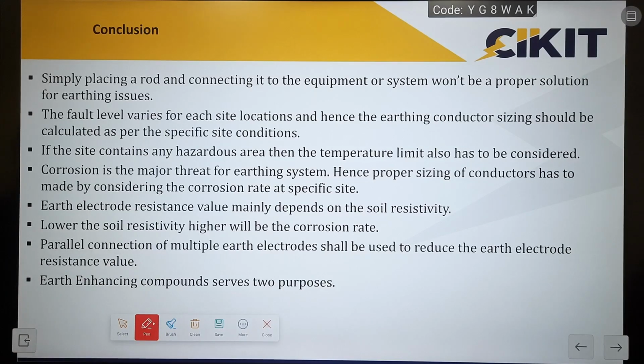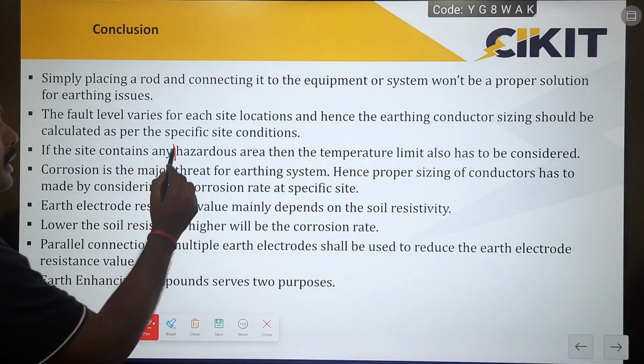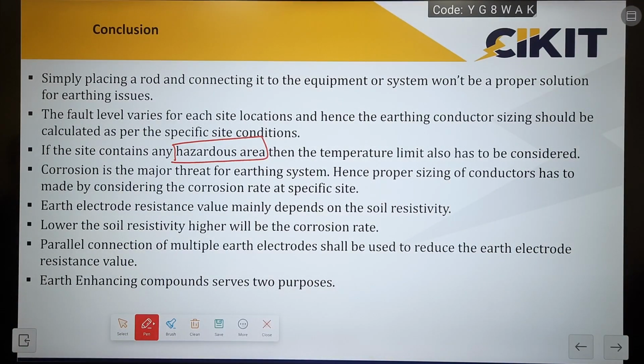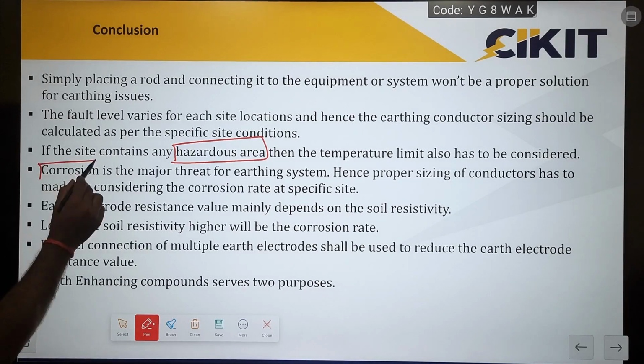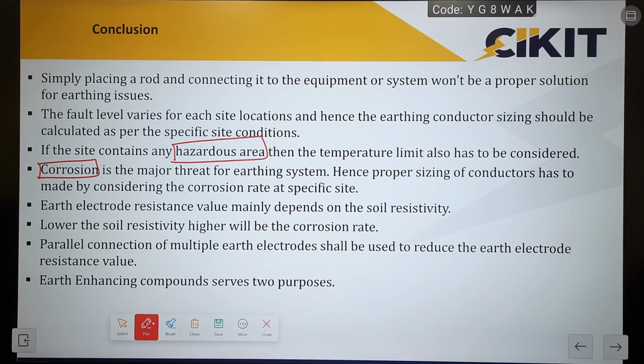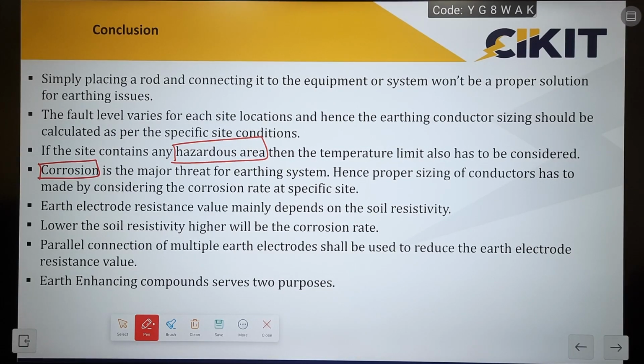And in a hazardous area, the temperature has to be considered. If it is a hazardous area, I have to reduce the temperature to 200 degrees centigrade and do the calculations accordingly. Corrosion is the most important parameter to be considered for earthing. If the soil has very low resistivity, the corrosion will be much higher. So while selecting the materials, I have to give proper importance to the corrosion resistance property of the particular material. For low resistive areas, I have to use material having superior corrosion resistance values.